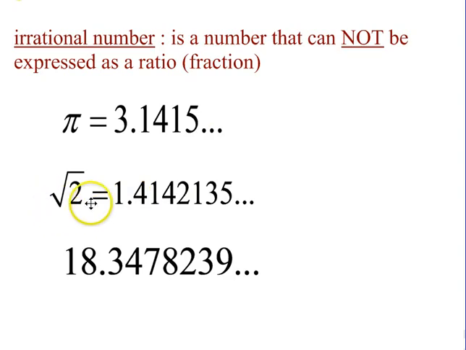How about the square root of 2? Well, if you put that in your calculator, you get 1.4142135. Notice it doesn't terminate. It doesn't stop. These are what the dots tell you. And there's no pattern. I can't tell you what's going to come next. This last one I just made up, again, it doesn't stop and there's no pattern, therefore it's irrational.